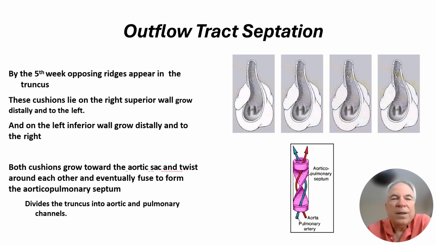So by about the fifth week, you start to get ridges appearing in the truncus, and these ridges develop eventually into a wall that will separate the aorta and the pulmonary artery. We call them cushions; they grow towards the aortic sac and twist around each other and eventually fuse to form the aortopulmonary septum. And this divides the truncus into the aortic and pulmonary channels.